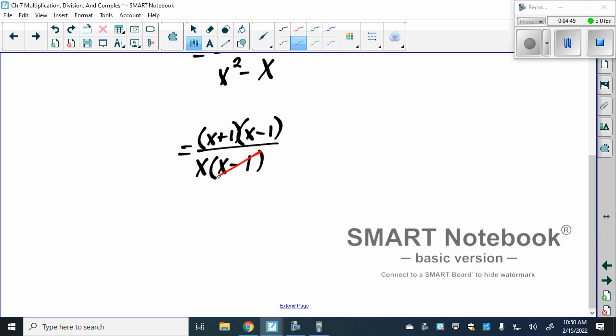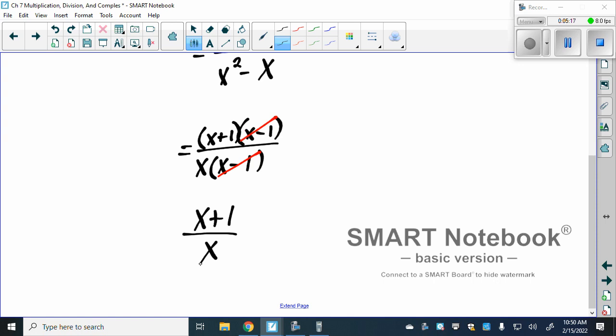Now the x minus 1 and x minus 1 will cancel, leaving us with x plus 1 over x. Unfortunately, we can't cancel these out because the x plus 1 on top is stuck together.